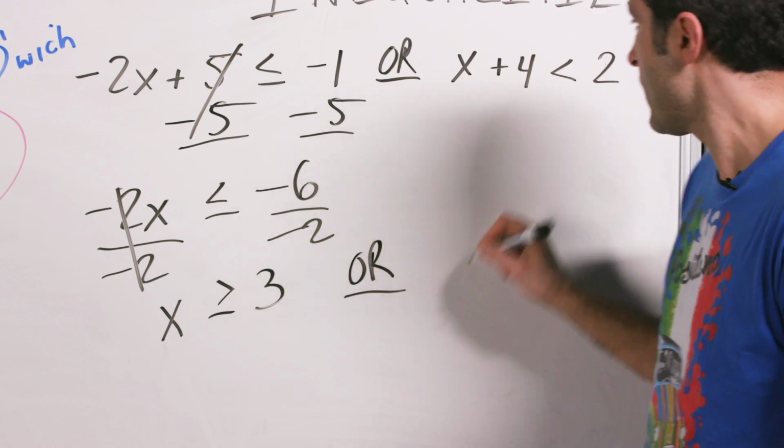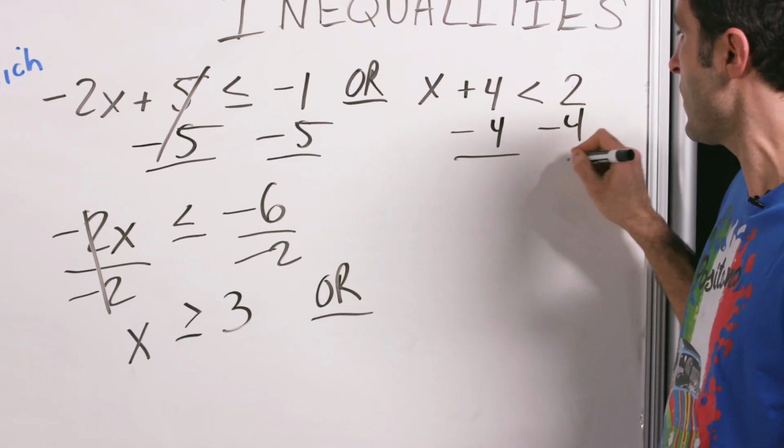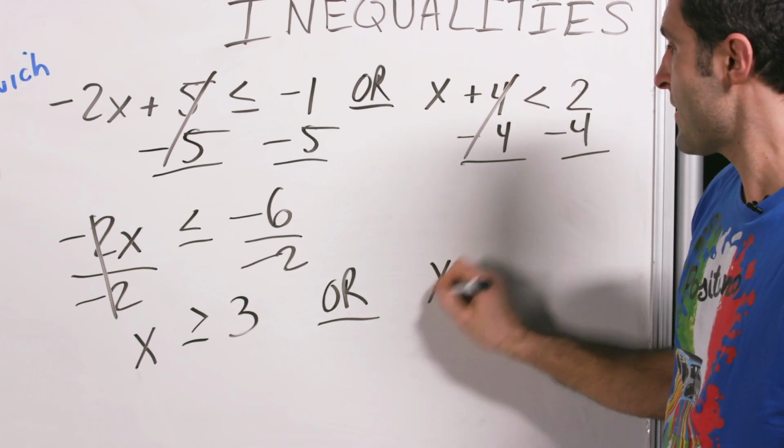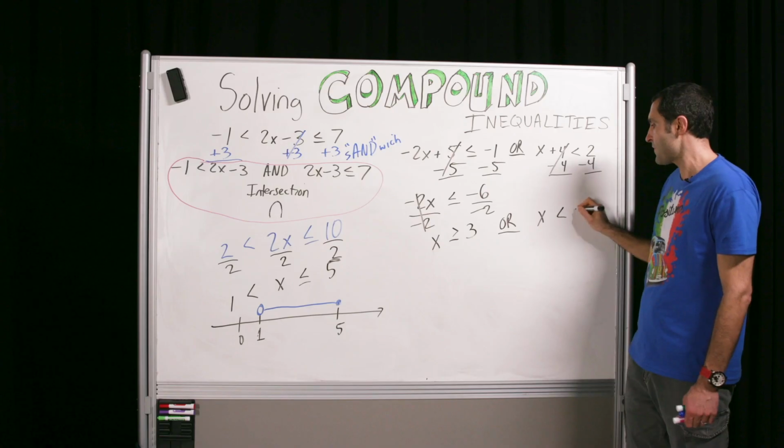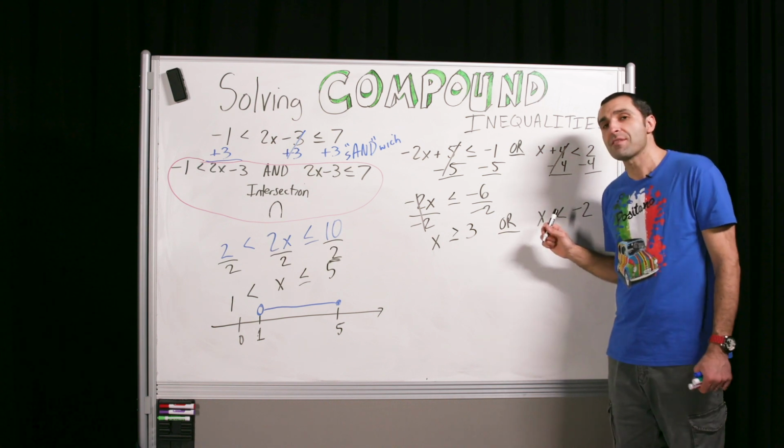Or, let's go ahead and solve this. Subtract 4 on both sides. Subtract 4, 4. And we get x is less than 2 minus 4, negative 2. So you have to ask yourself, can both of these be true at the same time?